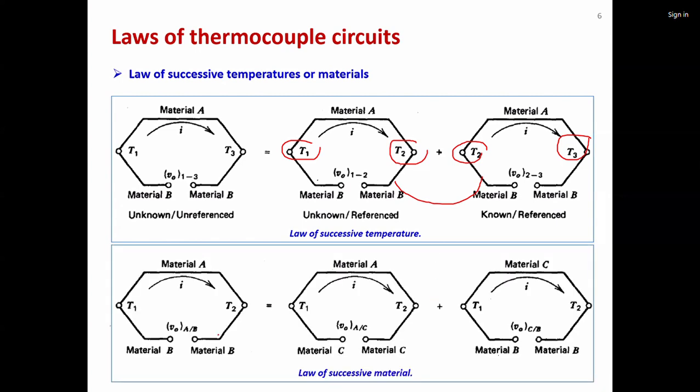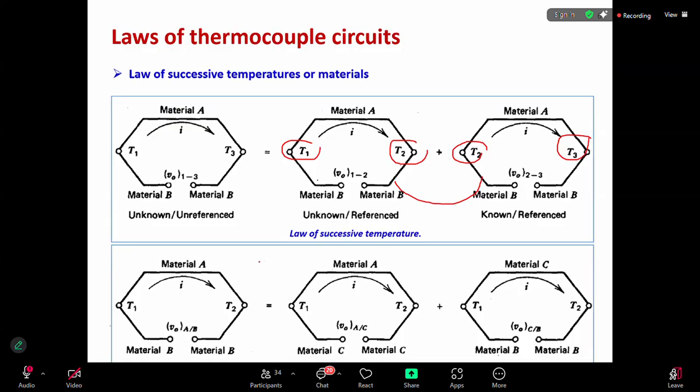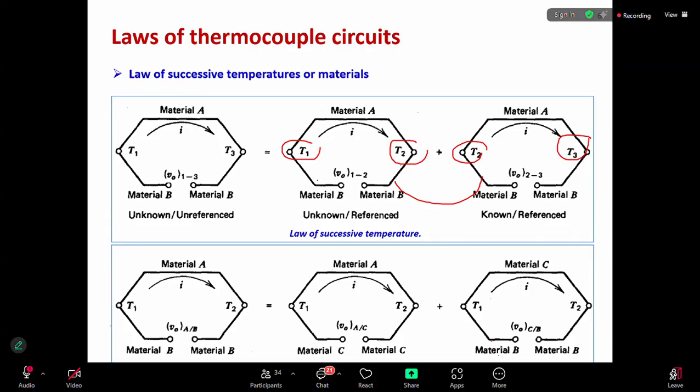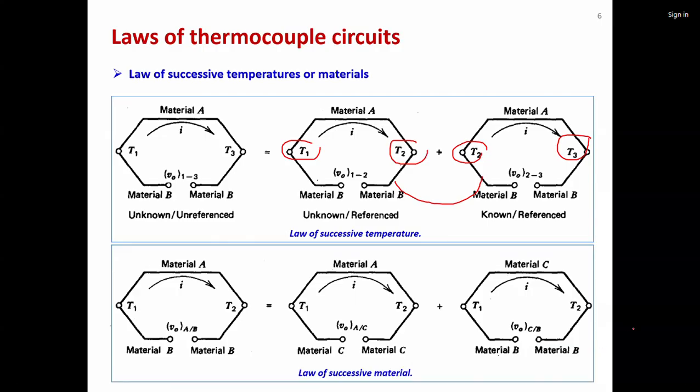Similarly, here you talk about the law of successive material, where you talk about material A and material B. And in this case, the junction temperatures are not changing. But if you have material A and material B, whatever output that you get will be the sum of these two circuits, where you have material A and material C, and then you have material C and material B. Okay, and this is known as the law of successive material.